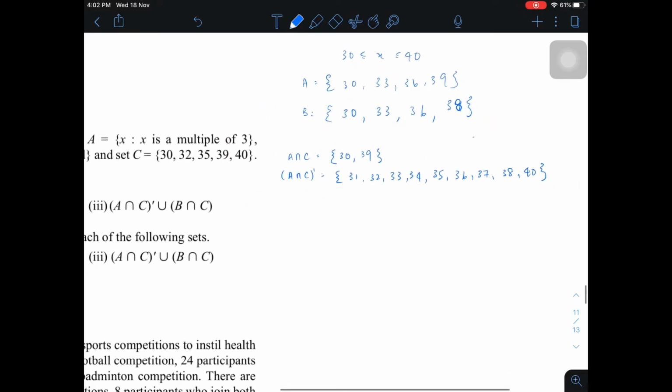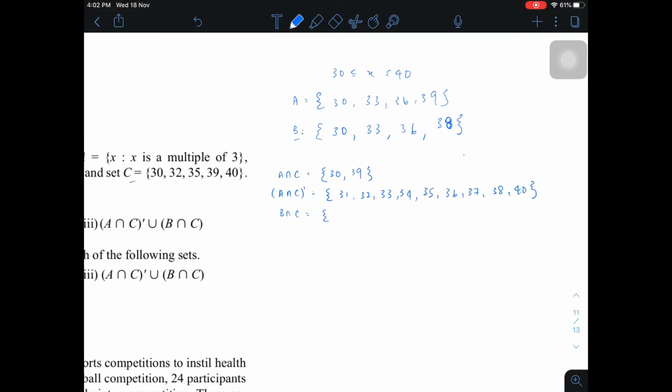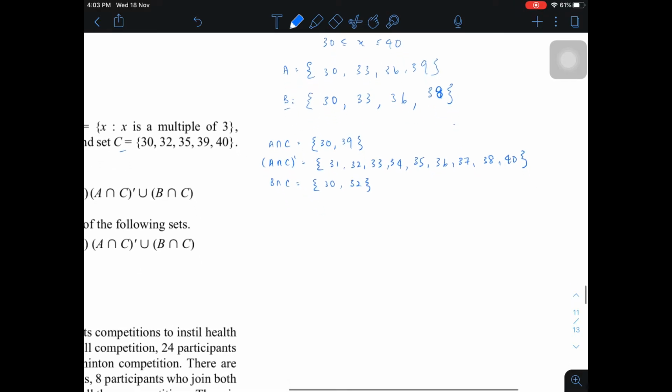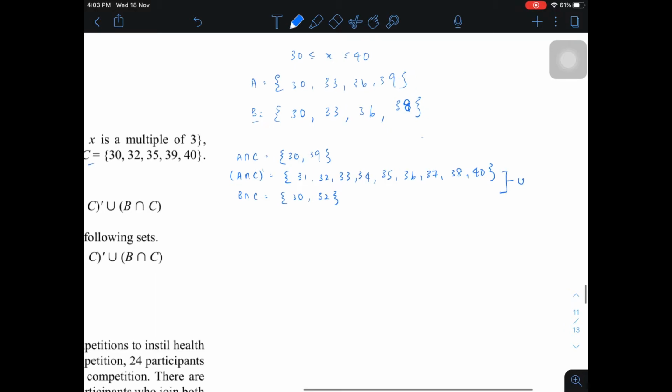So then we have B intersects C. What is B intersects C? So we'll just compare B and C again. Just 30 and 32. So they want the union between both of these. They want the union, right? So our final answer would be 30, 31, 32.